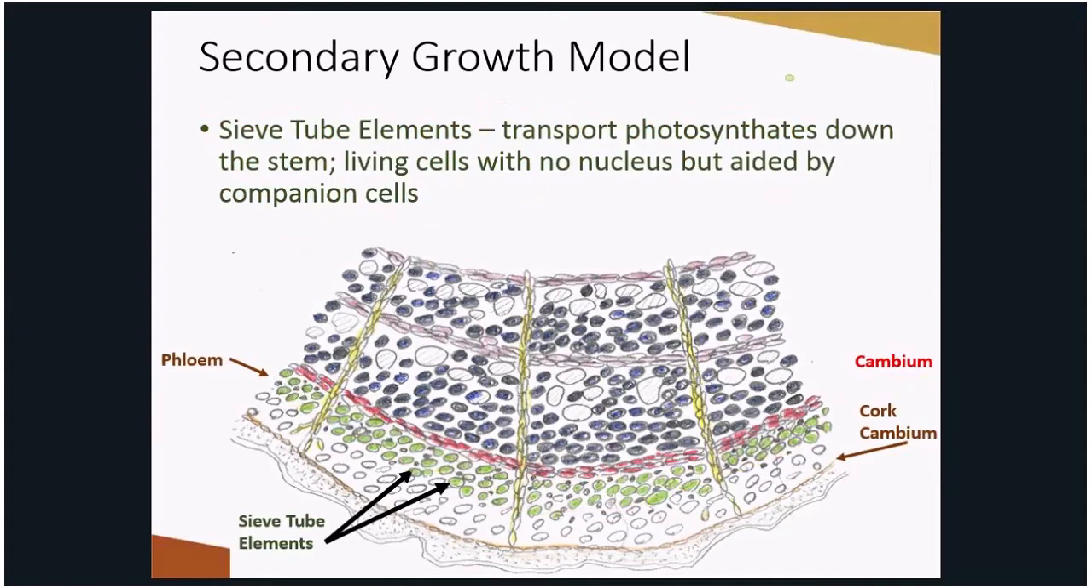The sieve tube elements, shown in green here, are those main transportation cells within the phloem. They are actually living cells. So they're alive, but they don't have a nucleus where they can react to other signs in the plant. Instead they have companion cells that are there with them that do have a nucleus and are able to react to changes in the plant and adjust what those sieve tube elements are doing.